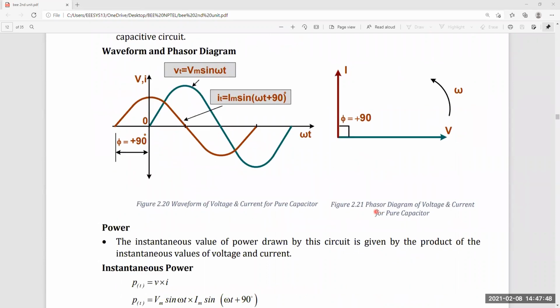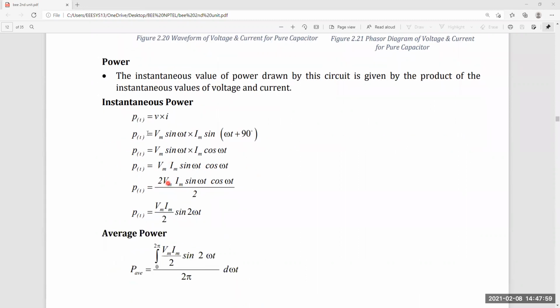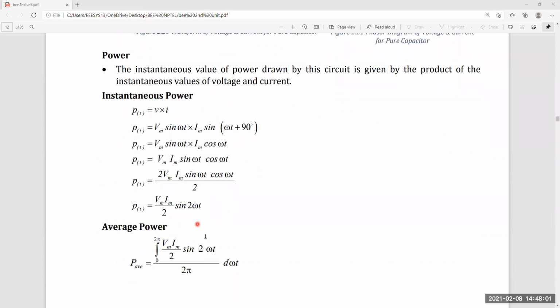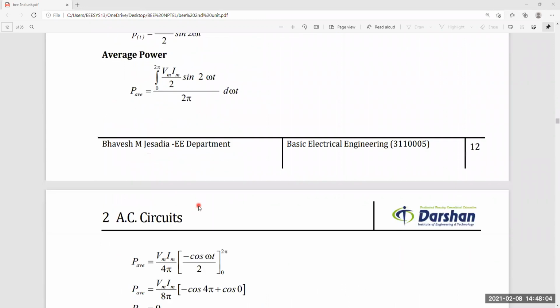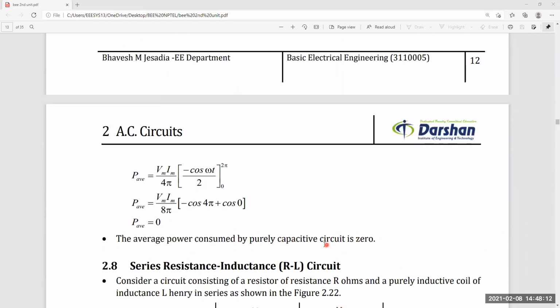Understood. So what is the difference between inductor and capacitor? Then same here, the instantaneous value of power drawn by the circuit is given by the product of instantaneous values of voltage and current, P of t is equal to V into i, so by simplifying this expression we will get like this. Understood? Then the average power consumed by the purely capacitor is equal to 0. The angle between voltage and current is 90 degrees, power is equal to VI cos phi, cos 90 is 0. The average power consumed by the pure inductor and by the pure capacitor is 0. Understood?